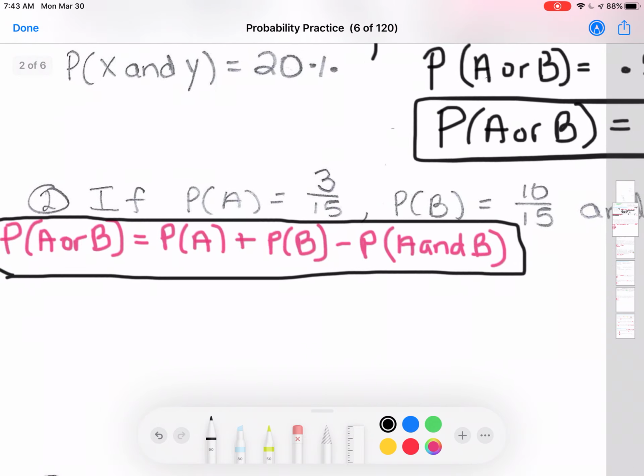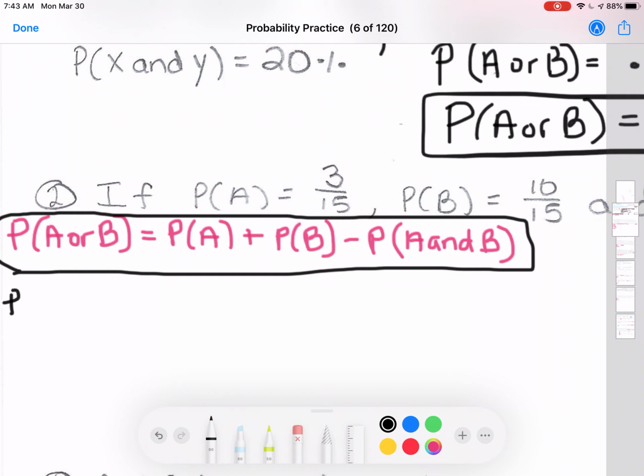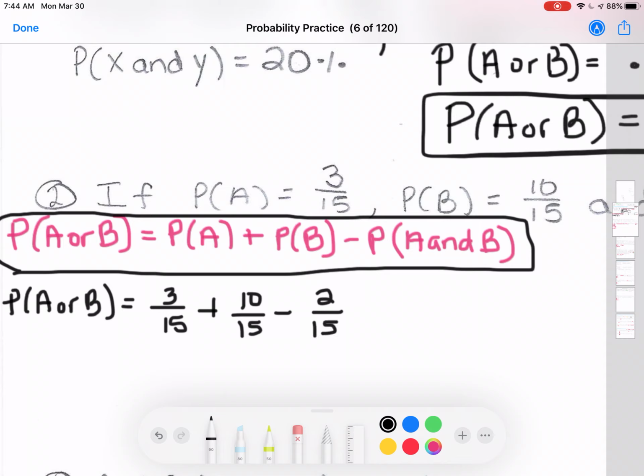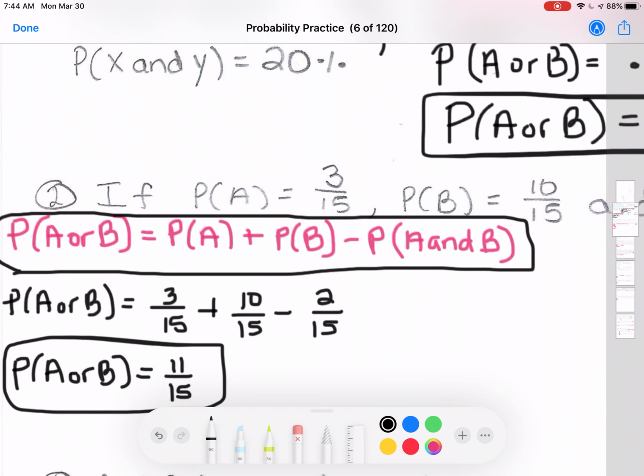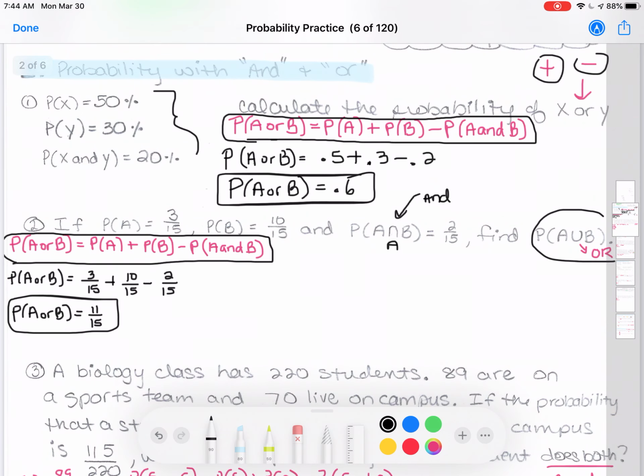Okay, now I'm going to zoom in so I can do it neatly. So the probability of A or B is equal to the probability of A, so 3/15, plus the probability of B, 10/15, minus the probability of both happening. Remember, you have to take off the probability of both happening because you're actually counting it twice, in the A group and the B group. So the probability of A or B, and you can just throw this right into your calculator, is equal to 11/15. Okay, just throw it right in. You're just looking for those keywords.